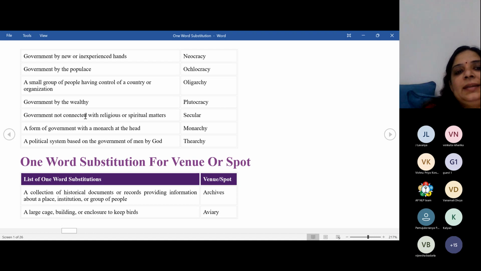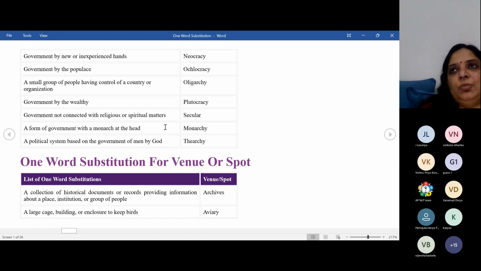Okay. Government connected with no religious or spiritual matters. That is called? Secular, with no religious or spiritual matters, right? India is also secular, right? Because every person is free to choose their own religion. That's called secular. A form of government with a monarch at the head, that's monarchy.